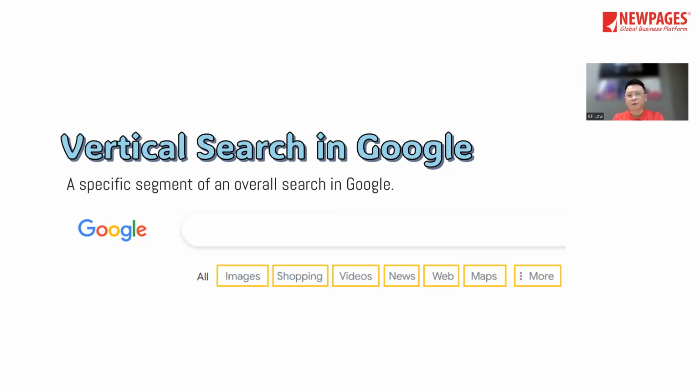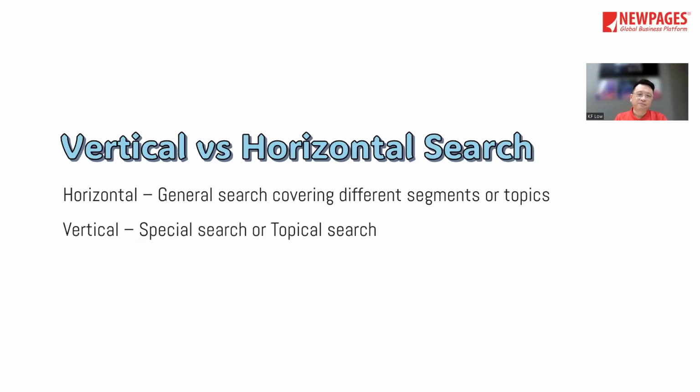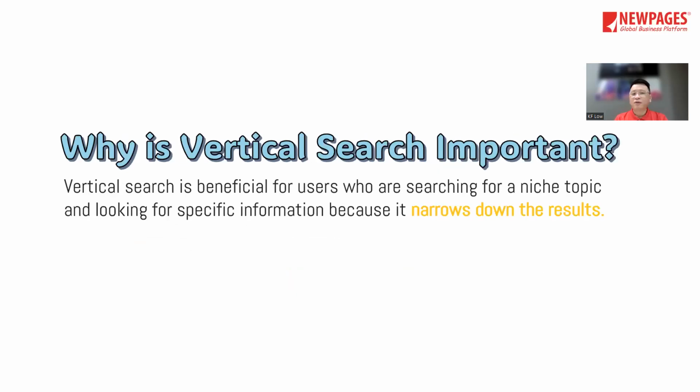Then there will be books or any other segment that you can find from there, right? So why vertical search is important: it narrows down the result of a specific information. Now I'm going to show you an example of how, when you understand this vertical search, it can impact your business and how you can apply it to optimize your web page.